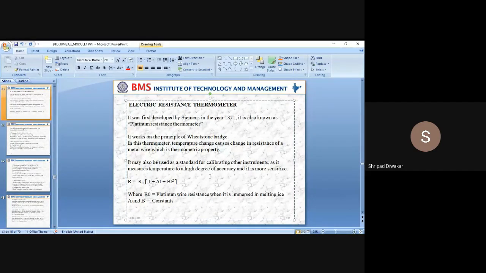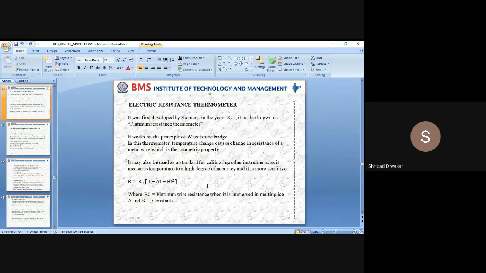Okay, so whenever they ask to explain the various temperature measuring devices, you have to explain. Sometimes particularly they will ask: explain the concept of electrical resistance thermometer, thermocouple, mercury in glass thermometer, and constant volume gas thermometers. So you have to explain that one.